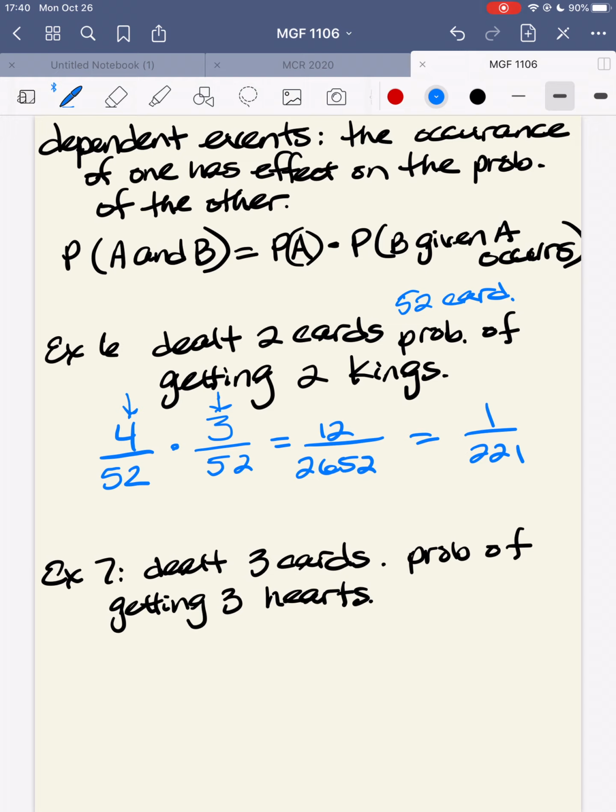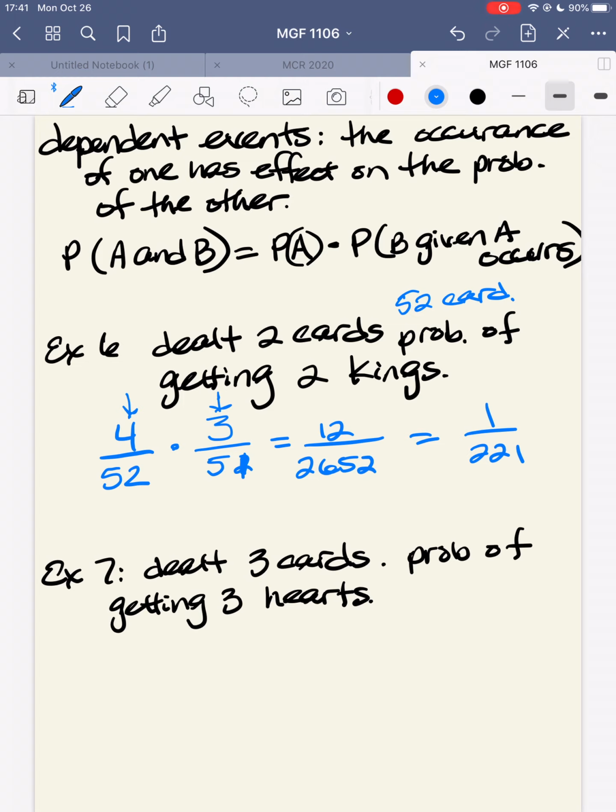All right, let's look at example 7. I'm dealt 3 cards out of that 52 card deck, and I want to know the probability. This is incorrect. This should be 51. I'm sorry, because you took an extra card out. My apologies.